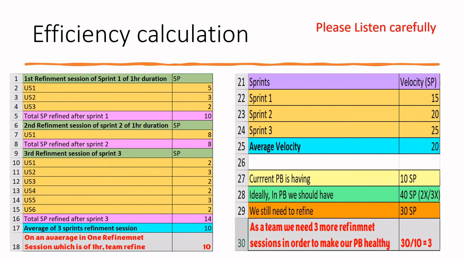That is what we are emphasizing here. So as a team, we need three more refinement sessions in order to make our product backlog healthy. So this is a simple calculation. I hope it's clear for you guys.